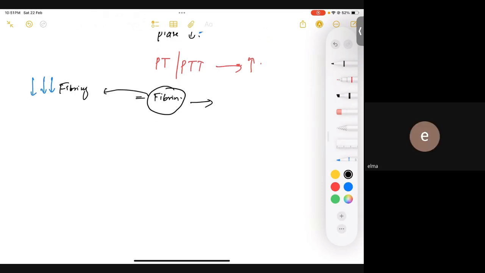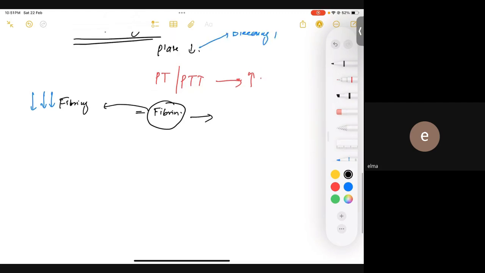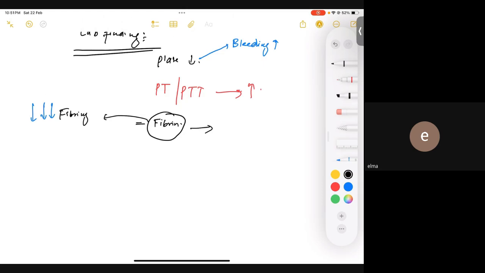So what does plasmin do? We have plasminogen, right? Plasminogen is going to be converted into plasmin. And what's the goal of plasmin? Plasmin is going to cleave fibrin if we have exaggerated fibrin deposition, right?